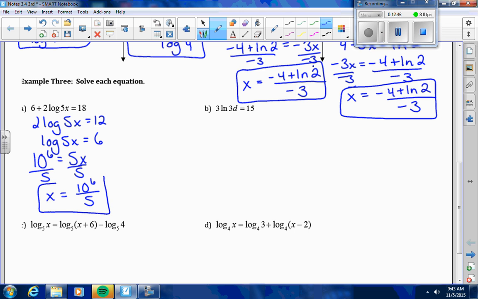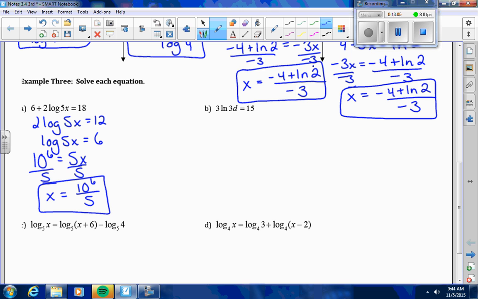That's your final answer. You can't do any dividing out because remember PEMDAS says exponents first before you do division. So it's going to be 10 to the 6th before you ever divide by 5. So we leave that as our answer. Okay. Now let's try the next one.